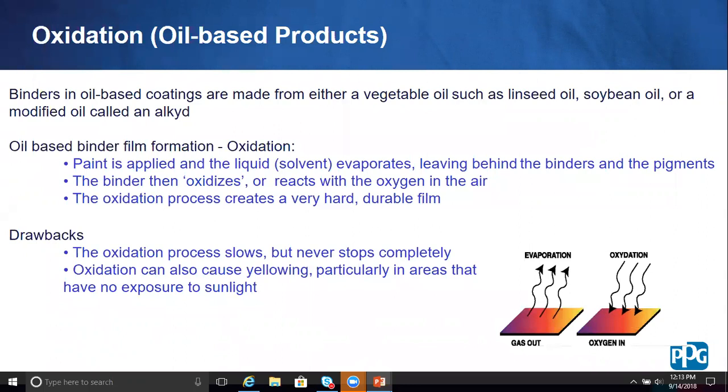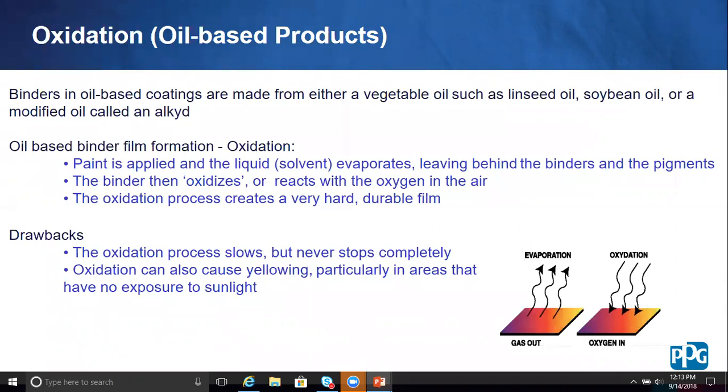The problem with alkyd resins or oil-based resins is that even though the oxidation process slows, it never stops completely. So as oil or alkyd-based paints get older, they get harder and more brittle over time. Oxidation also affects how the paint looks, because a very bright white will start to amber or yellow, and especially indoors, like on cabinets or the inside of cabinets, they become very yellow over time.